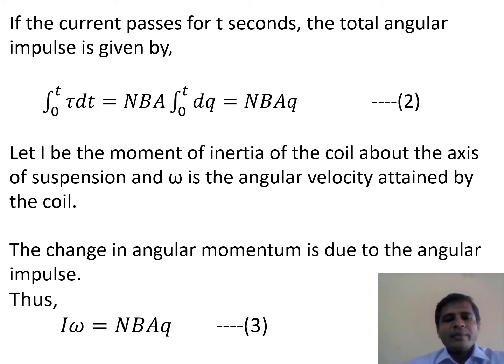Let capital I be the moment of inertia of the coil about the axis of suspension, and omega is the angular velocity attained by the coil. The change in the angular momentum due to the angular impulse is given by I omega, which is equal to N into B into A into q, and let this be equation 3.